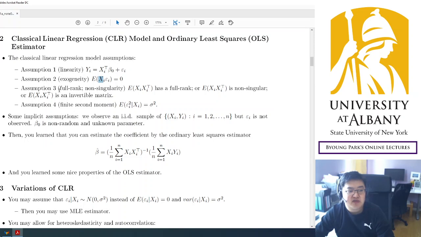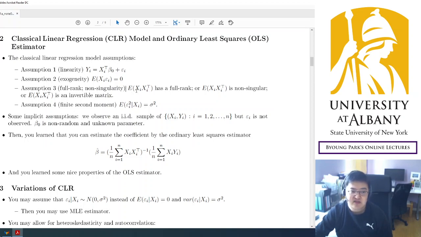And the third assumption is the full rank or non-singularity assumption. The formal mathematical statement is that the expected value of x times x transpose is full rank. Think about this. X is a k by 1 vector, so x transpose is 1 by k. So x x prime is a k by k matrix: k by 1 times 1 by k gives a k by k matrix. So the expected value of a k by k matrix is another k by k matrix.